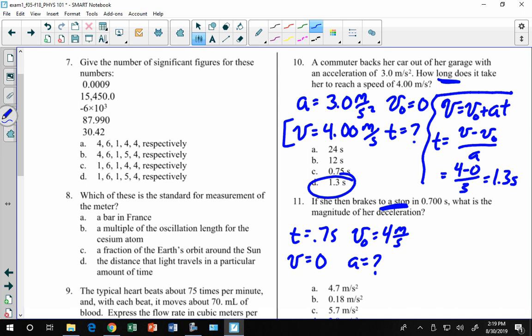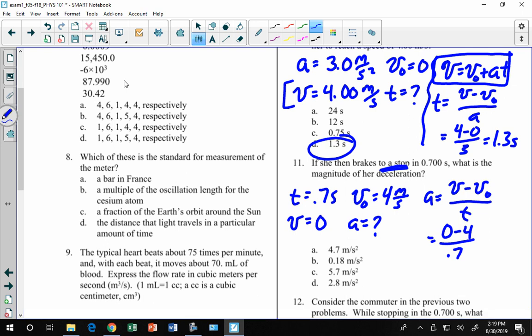So I'm using this kinematics equation again. a is v minus v naught over t, which is going to be 0 minus 4 divided by 0.7.